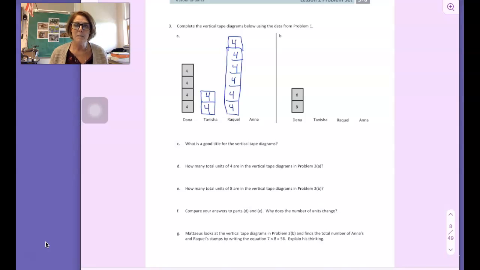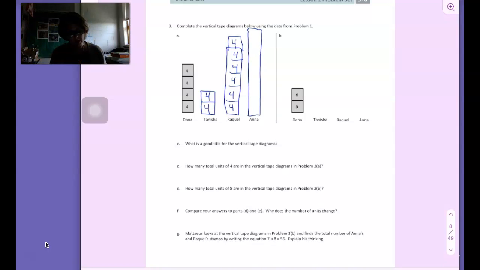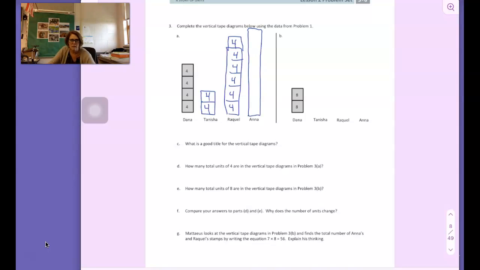Go back to see how many groups Anna had. And she had the most, right? So we're going to have to make her tape diagram the largest. So let's make our 8 groups for her. 1, 2, 3, 4, 5, 6, 7, and 8. We squeezed it in there.